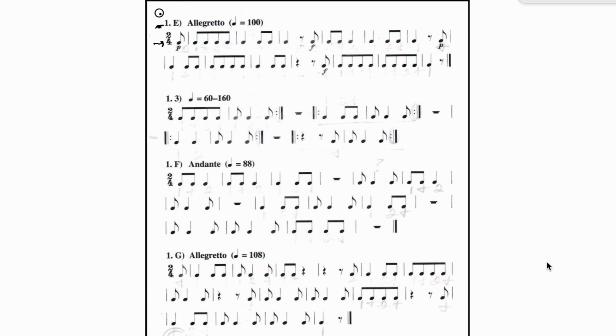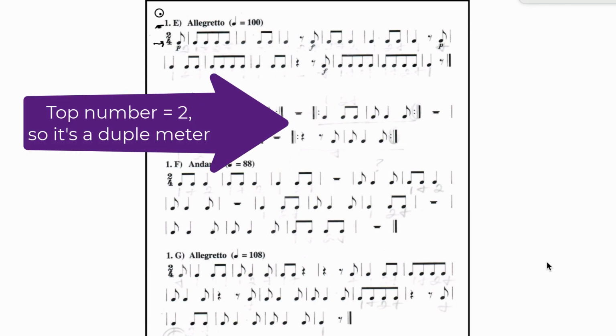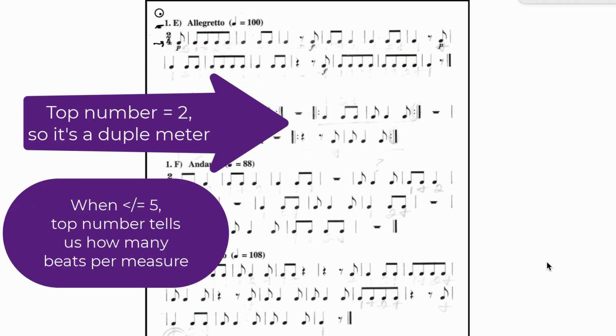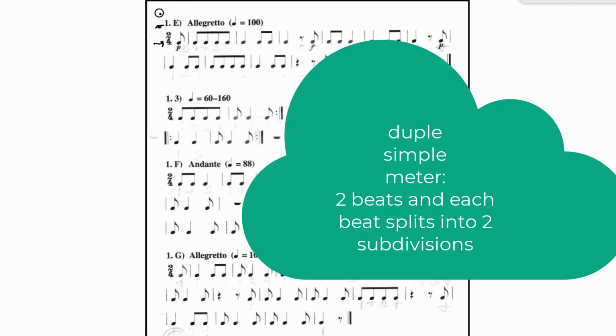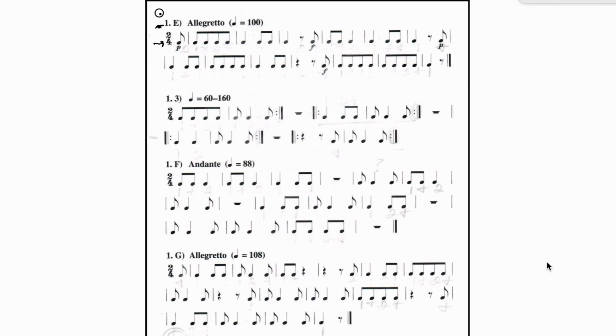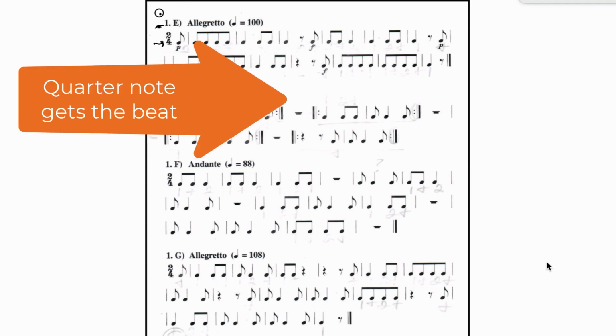We know that each beat will have subdivisions of 2 nice even pieces, 1 and 2 and 1. We also know that it is a duple meter, that there will be 2 beats in each measure because the top number is a 2, so duple. This is an example of a duple simple meter. Okay, so far so good. We also will know by looking at the time signature that the unit that gets the beat, the M&M if you will, is the quarter note because there's a 4 in the bottom.